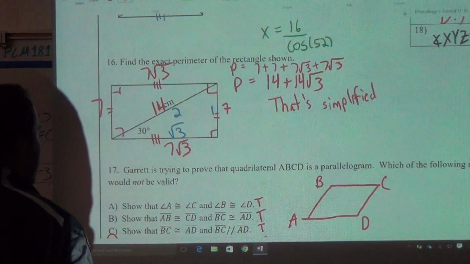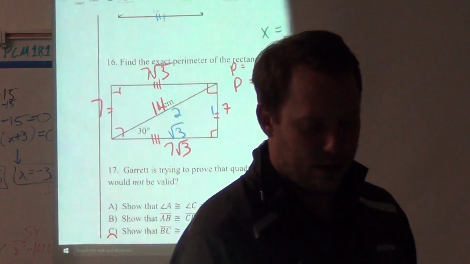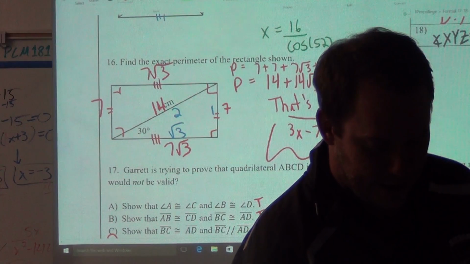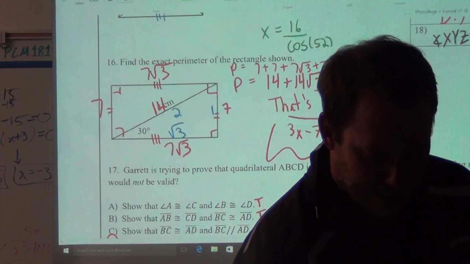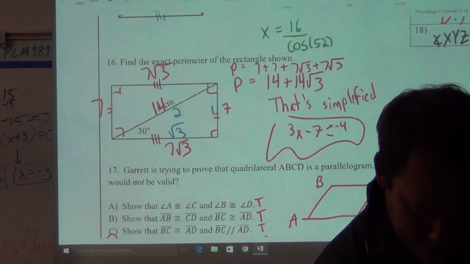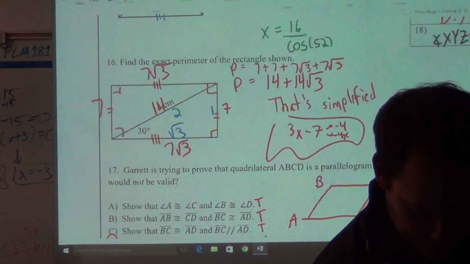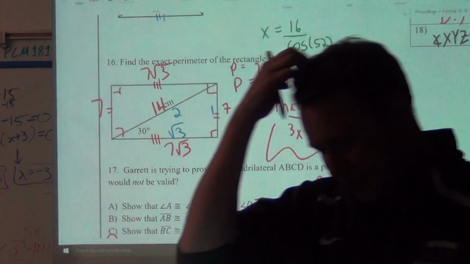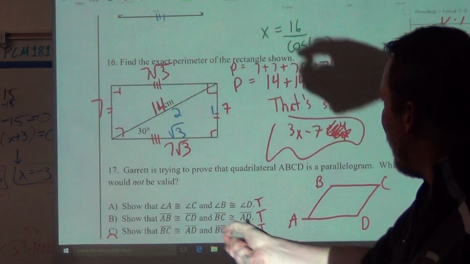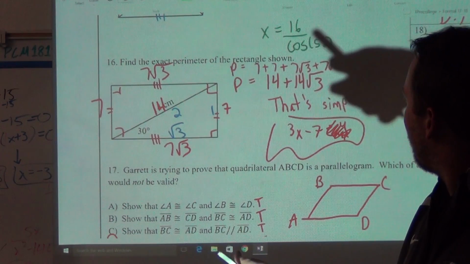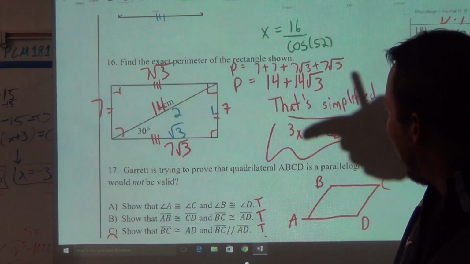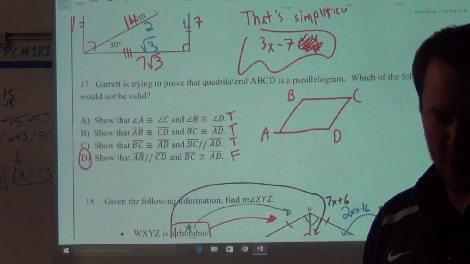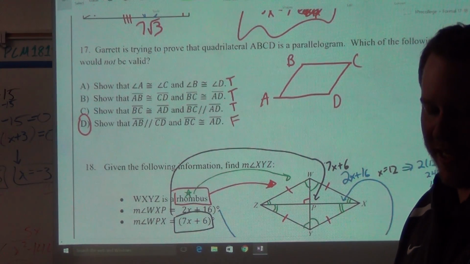14 plus 14 root 3 is simplified, just like 3x minus 7 is simplified. It's not negative 4. It's not negative 4x. It's already simplified. So this is just what it is. 14 plus 14 root 3 is similar to 3x minus 7 because root 3 is a base just like x is a base. They're not like terms otherwise. 17, the answer is D.